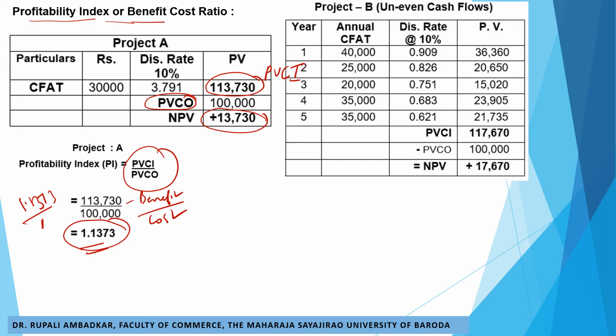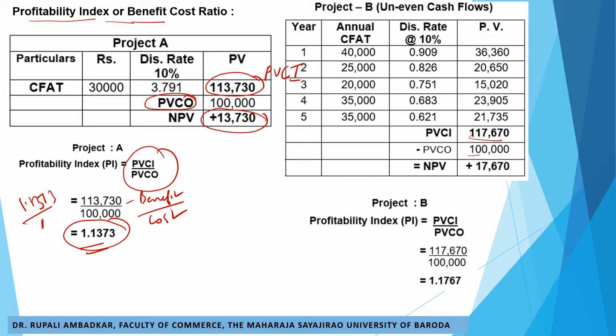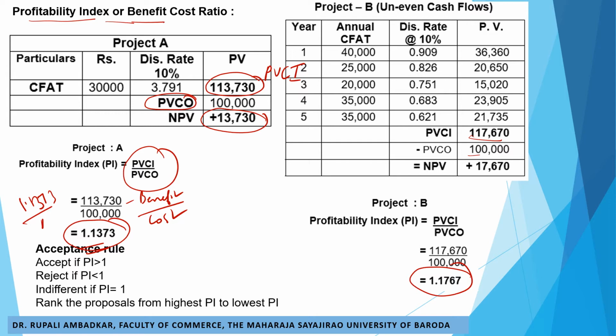Similarly, for project B, let us calculate the profitability index. We have PVCI as 117,670 and PVCO as 1 lakh. So our profitability index in case of project B is 1.1767. Now, how do we evaluate project proposals on the basis of profitability index? The rule is that we accept a project if the profitability index is greater than 1, reject if profitability index is less than 1, and we can be indifferent if PI is equal to 1.